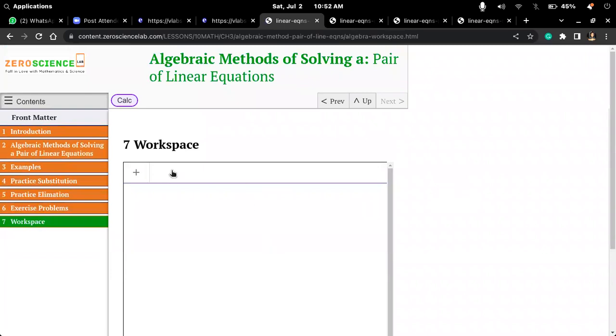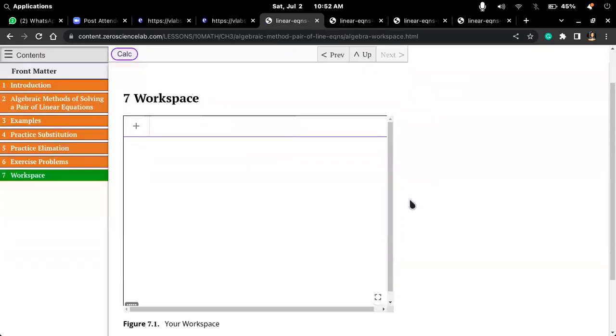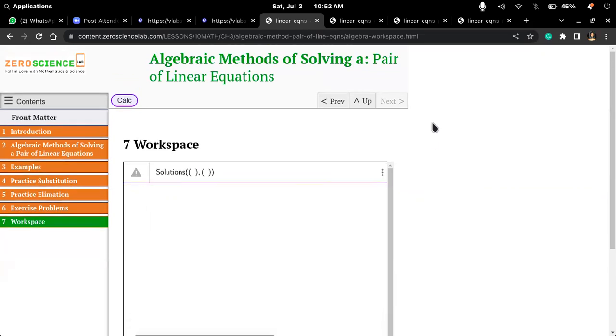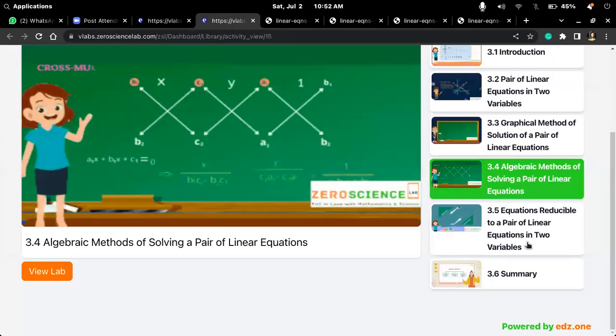So if you are good at using the GeoGebra tool, you can directly enter any commands here and see the solutions of the equations. You can enter any number of pairs of equations, one equation, comma, and the second equation, and then it will give us the solution. So you can use this tool for getting the solutions of pairs of linear equations.